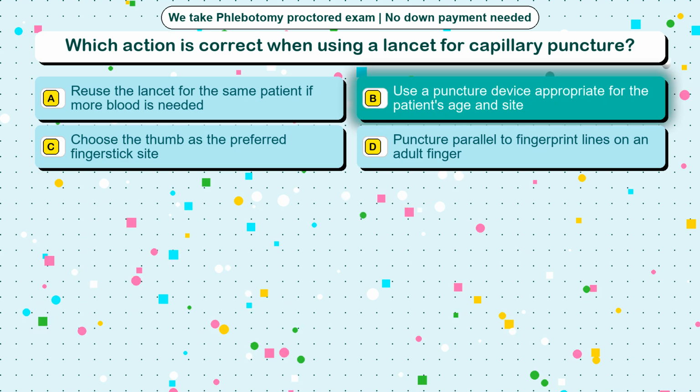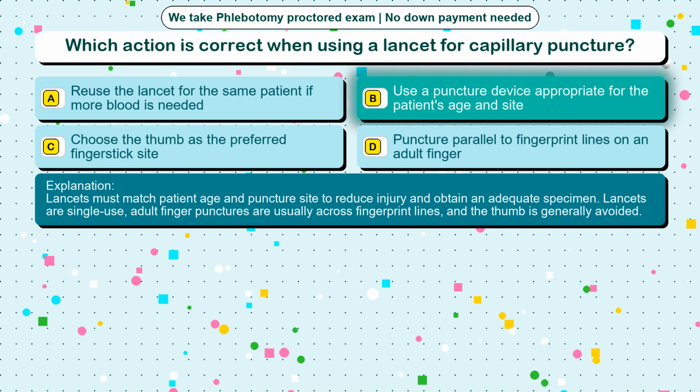The correct answer is option B. Use a puncture device appropriate for the patient's age and site. Lancets must match patient age and puncture site to reduce injury and obtain an adequate specimen. Lancets are single-use, adult finger punctures are usually across fingerprint lines, and the thumb is generally avoided.